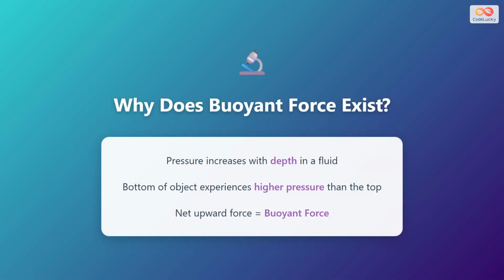But why does this upward force exist in the first place? The answer lies in how pressure works in fluids. Pressure increases with depth in a fluid. This means the bottom of any submerged object experiences higher pressure than the top. Since pressure pushes in all directions, the greater pressure at the bottom pushes up more strongly than the lower pressure at the top pushes down. This difference creates a net upward force, which is the buoyant force.